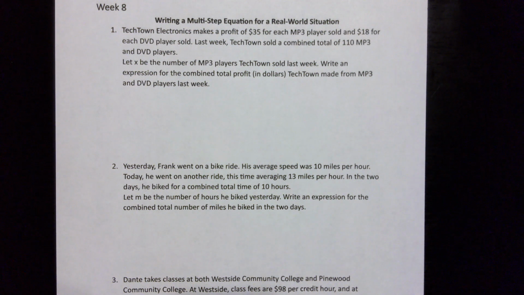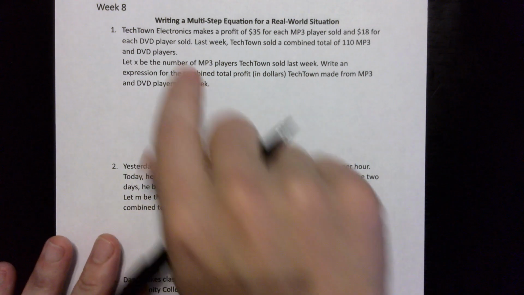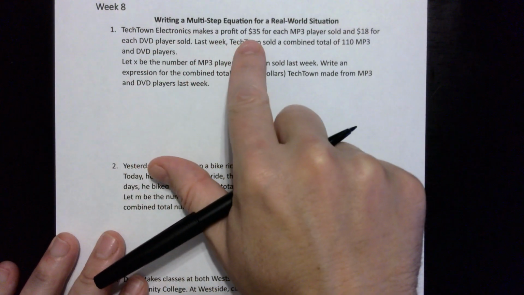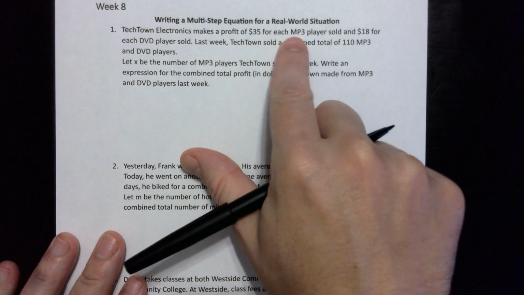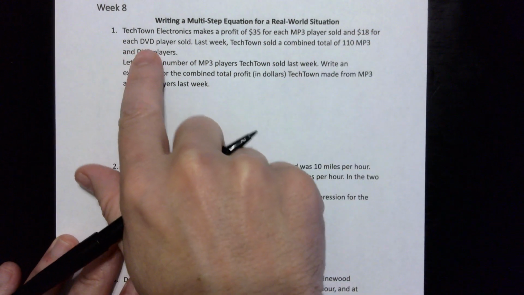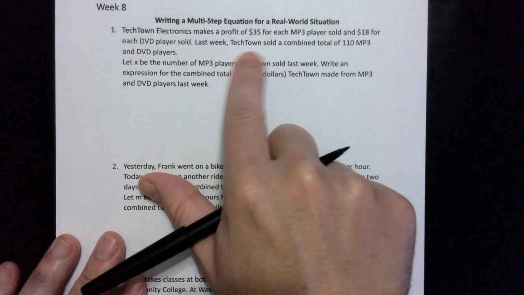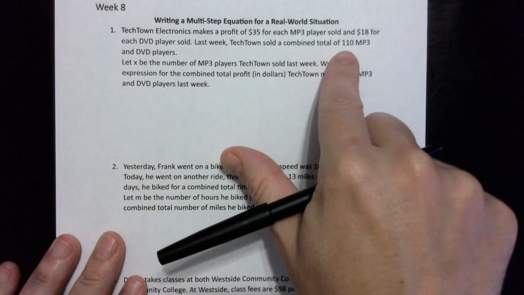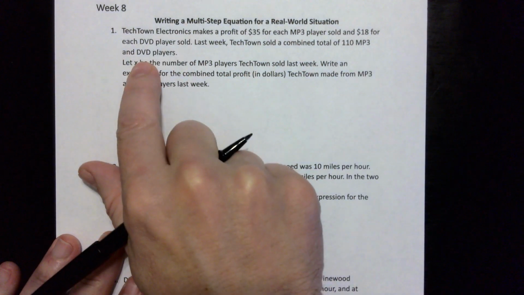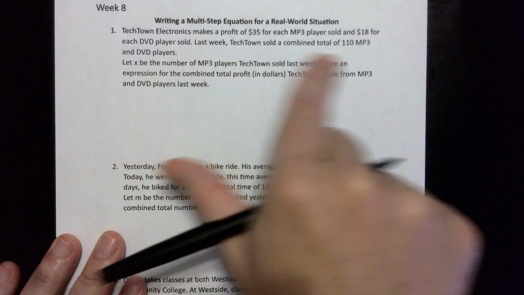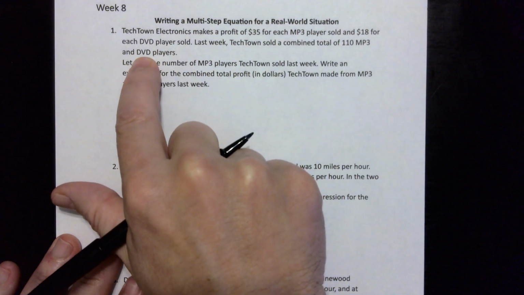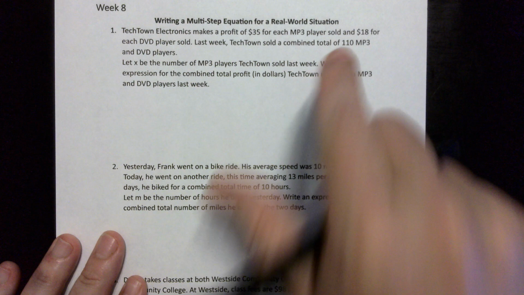In this video, we are going to be writing a multi-step equation for a real-world situation. Problem number 1 says Techtown Electronics makes a profit of $35 for each MP3 player sold and $18 for each DVD player sold. Last week, Techtown sold a combined total of 110 MP3 and DVD players. That's all of the MP3 and the DVD players added up that were sold is 110.